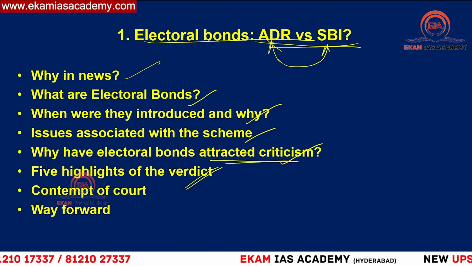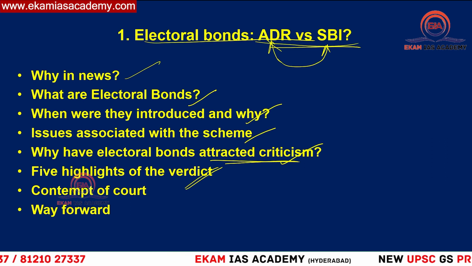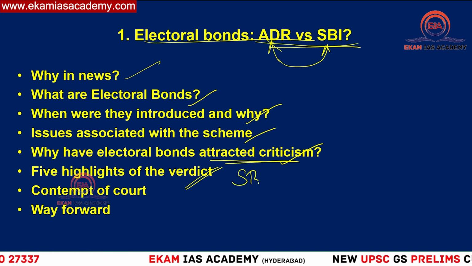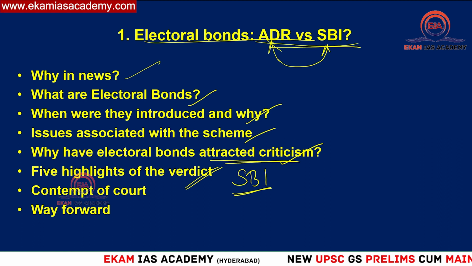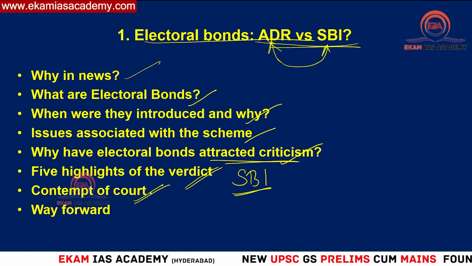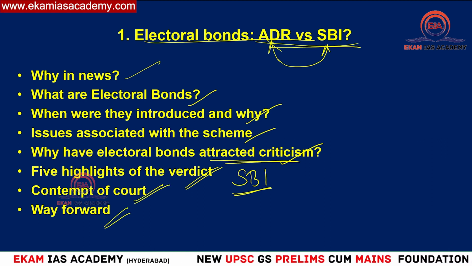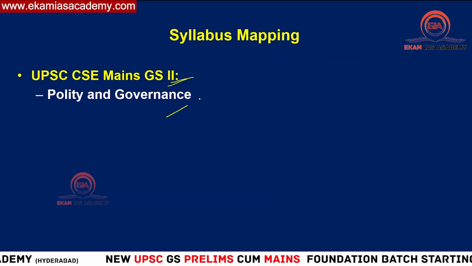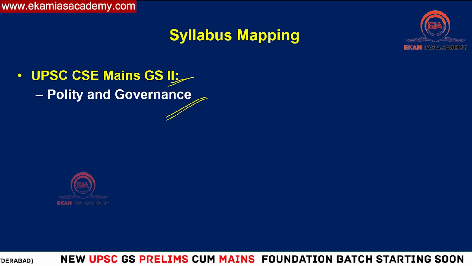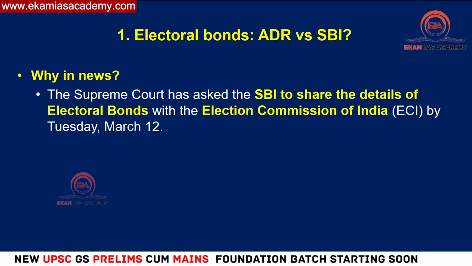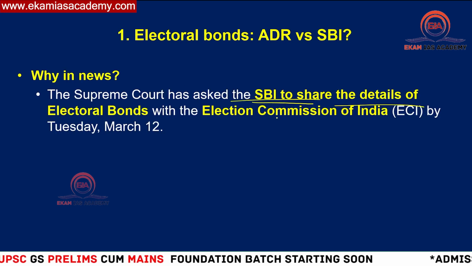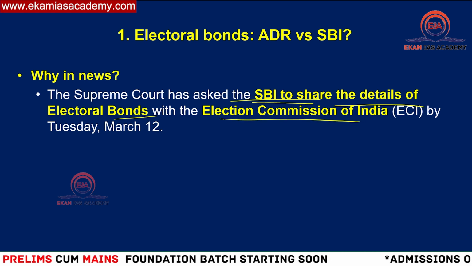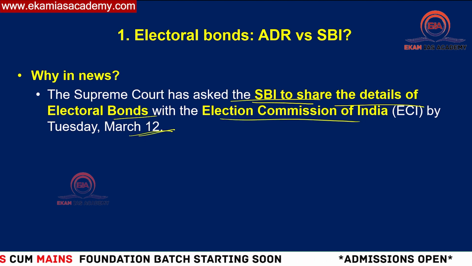Today we'll mainly see the 5 key highlights of the Supreme Court verdict with respect to disclosure of information by SBI, and we'll know what the contempt proceedings are and what the way forward is. So the point of discussion falls under GS paper 2 as part of polity and governance. Then we'll understand why it is in the news. The Supreme Court has asked SBI to share the details of electoral bonds with the Election Commission by March 12th. Already I told you, okay.